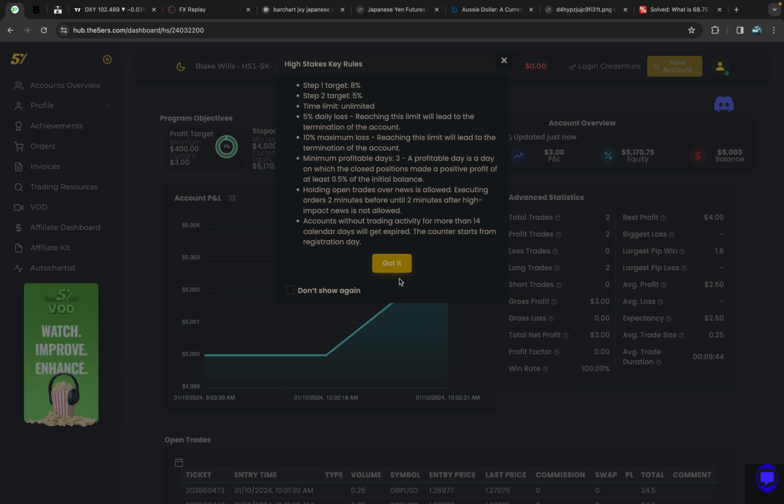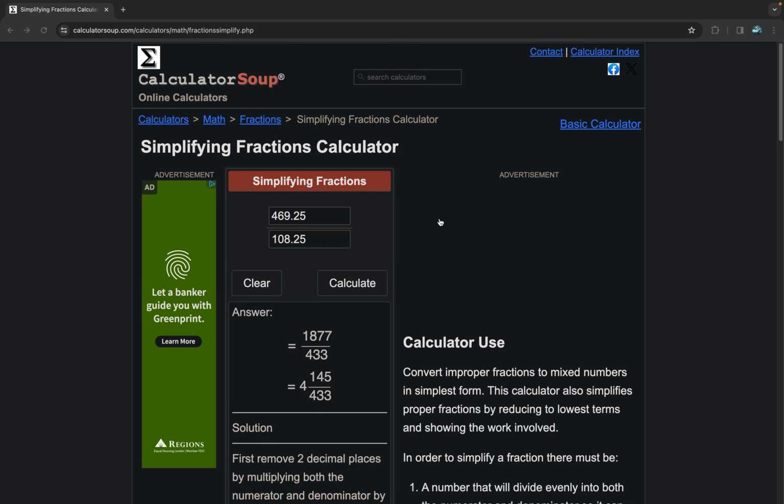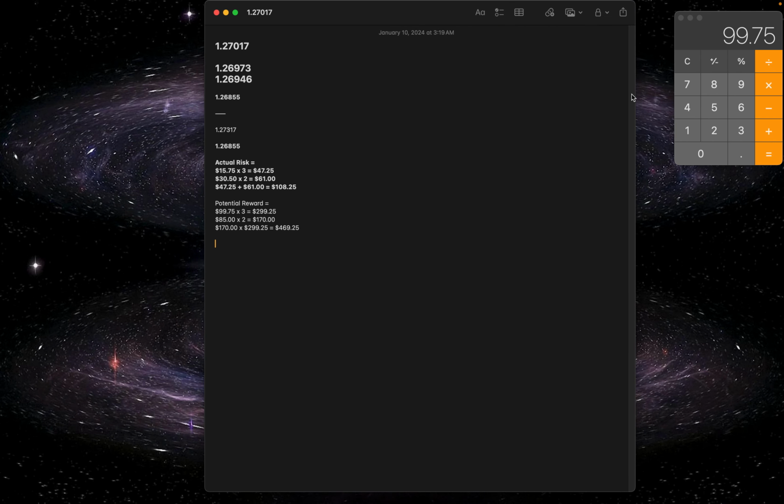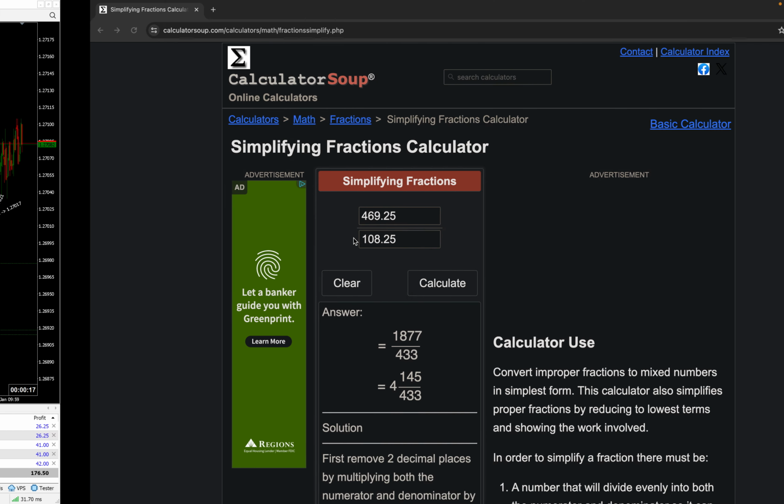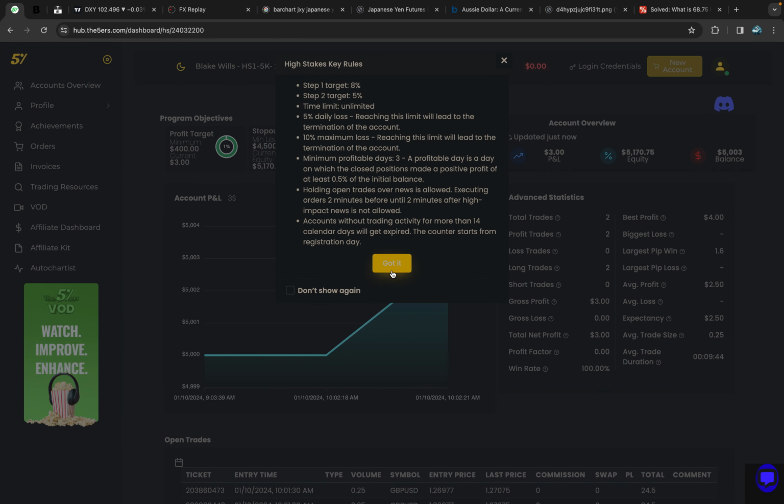So the target is 8%, which is 400 for step one. Step two is 5%, which I need to look up, or figure out, because basically we could do it real quick. So 5,000 times 8% is 400. Okay, that's our phase one goal. 5,000 times 5% equals 250. That's our phase two goal.